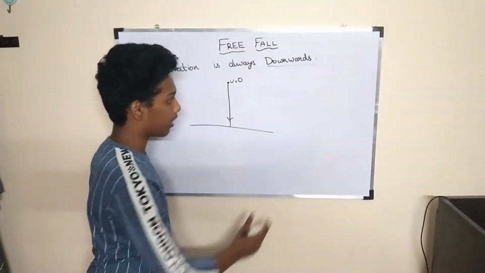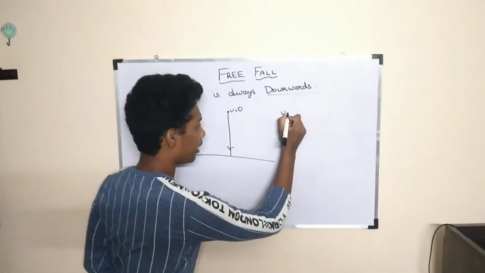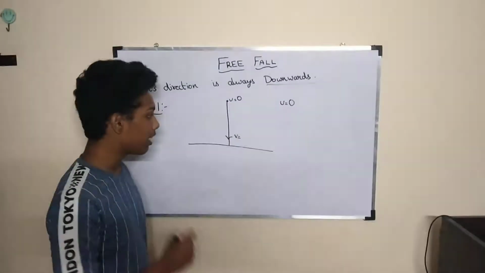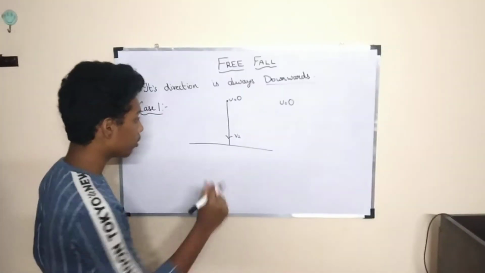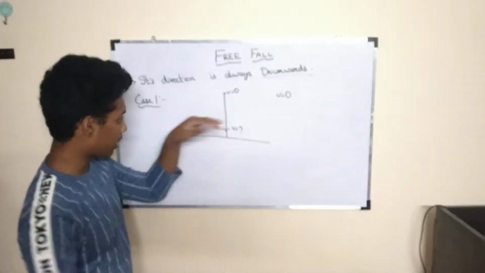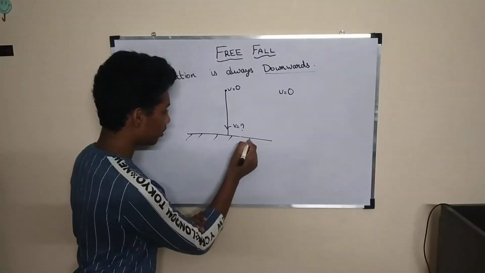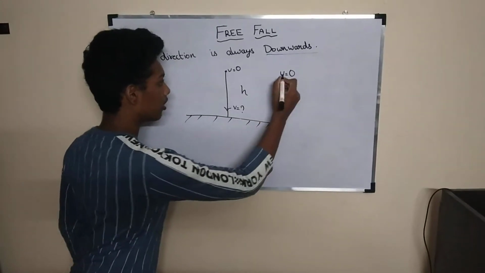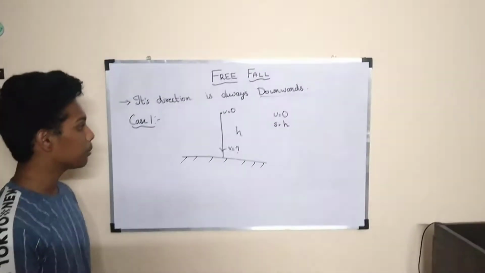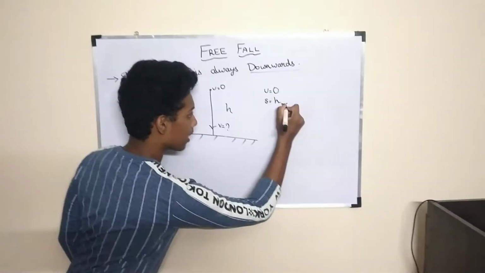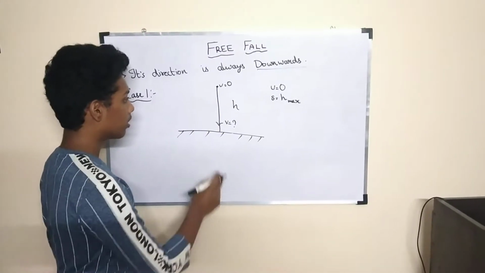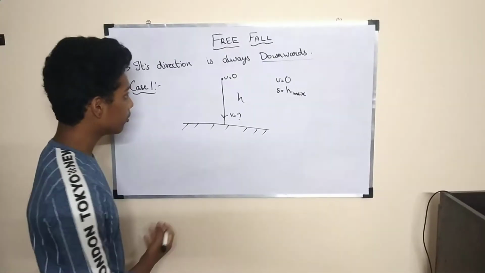Let us write the given data as per the first procedure. So initial velocity is 0. Now what would be the final velocity? We don't know the final velocity at which it strikes the ground. We need to find it out. The distance between the object when it is released and the ground is given as height h. So the displacement would be height, h max. The time taken we also don't know. We need to find the time taken.